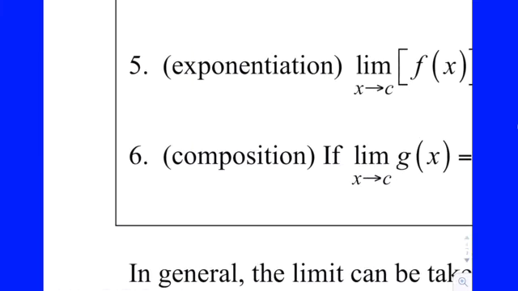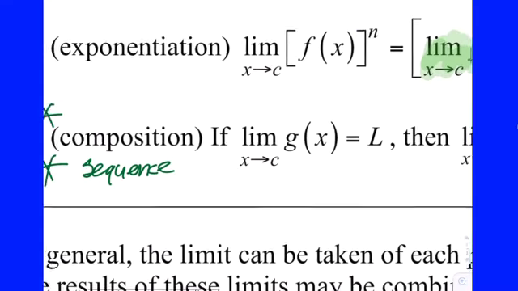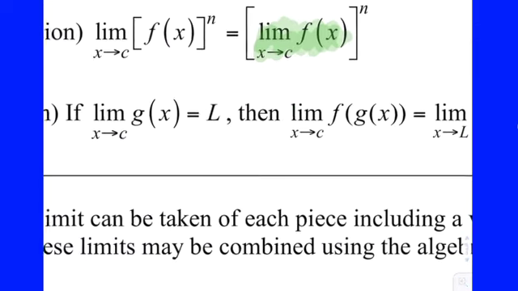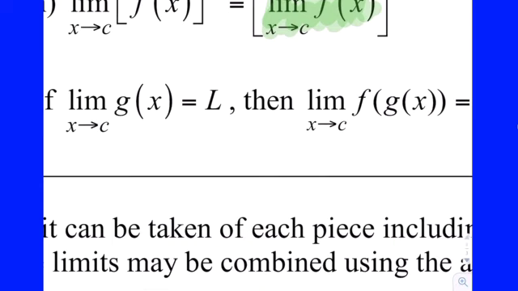All right, this last rule is probably one of the most interesting ones, if not important. Composition. Remember, composition is like f of g of x or g of f of x. Think of this as a sequence. So let's say we have the limit of a function g as x goes to c is equal to L, some letter L. Then how can we find the limit as x goes to the same x value of a composite function f of g of x?